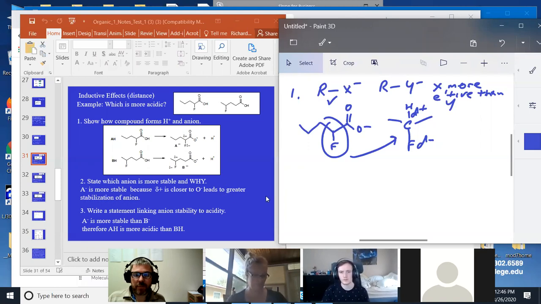So what if the fluorine was a different atom that was less electronegative than carbon and it had the partial positive charge on it? Would that make a difference in which one was more stable? It sure would, but we're not dealing with that scenario right now.